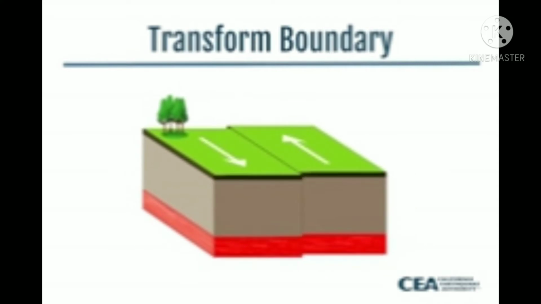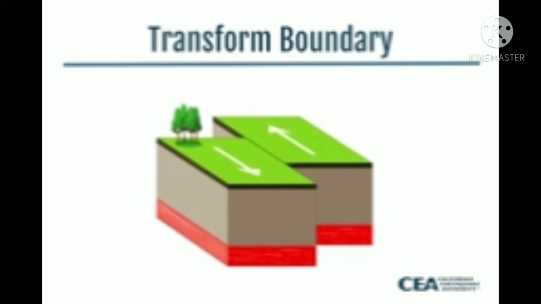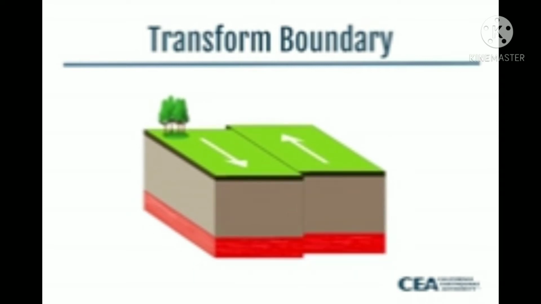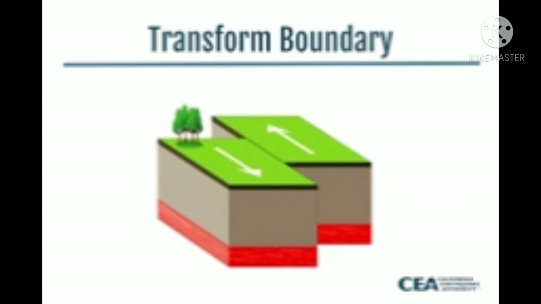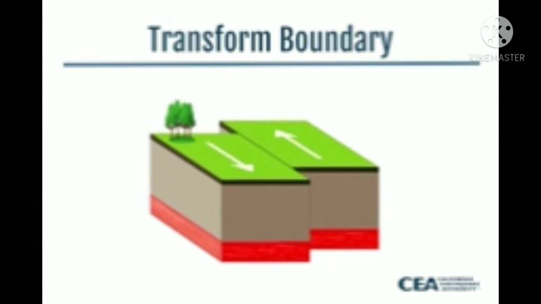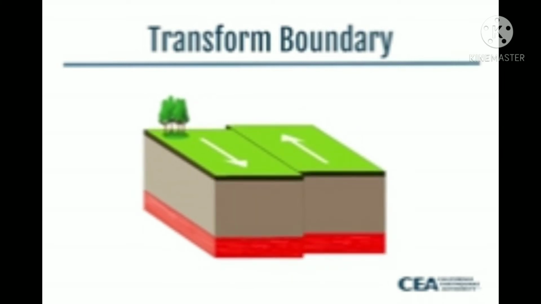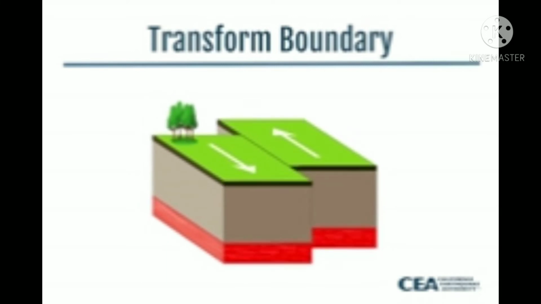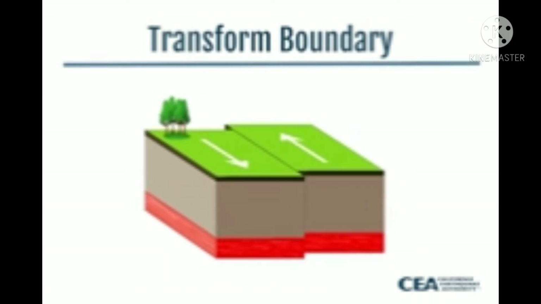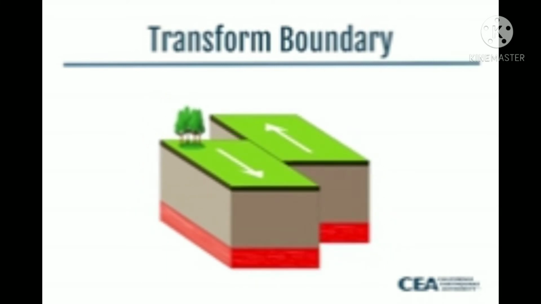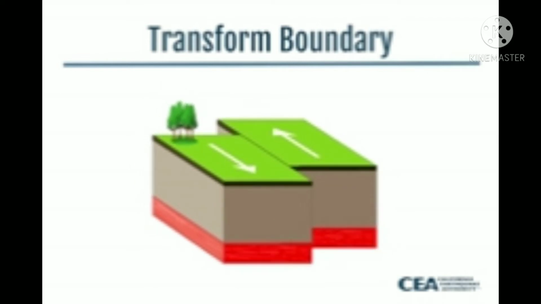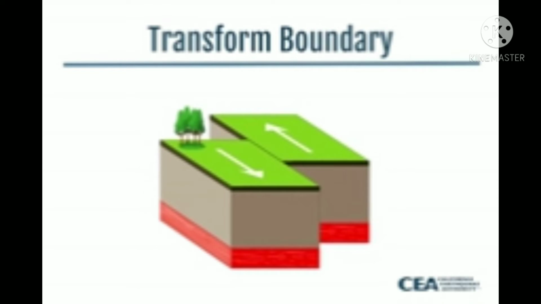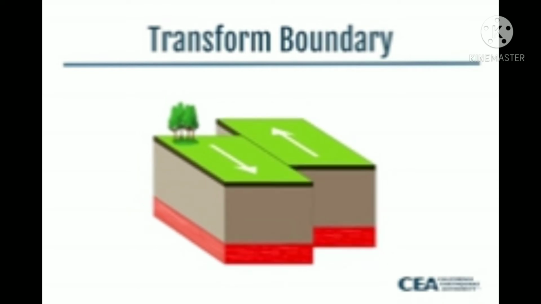The last type of plate boundary is the transform boundary. When two tectonic plates slide past each other horizontally, the boundary between them is called a transform boundary. The San Andreas Fault in Southern California is a good example of a transform boundary. This fault marks the place where the Pacific Plate and the North American Plate slide past each other.